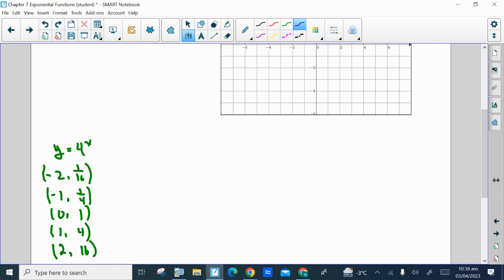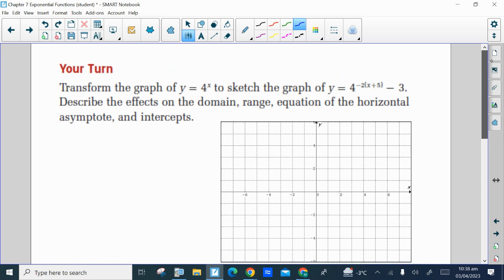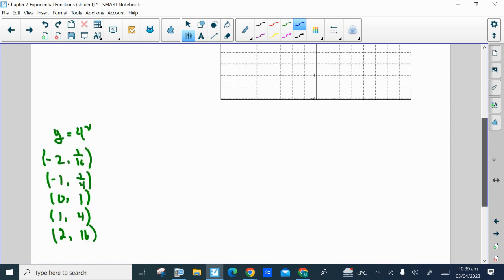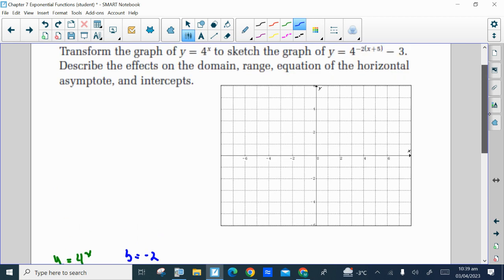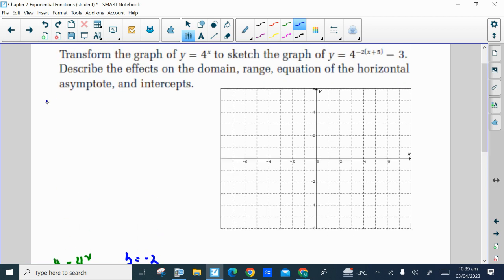When we look at our new equation, there is no a value, right? The original graph has a base of 4, so that hasn't changed. There is no coefficient in front of the 4, so there is no a value. But we have a b value of negative 2, an h value of negative 5, and a k value of negative 3. So those are the three transformations that we have to do. The first being, again, a b value of negative 2. Now, it did say to describe the transformation, so we should probably do that.